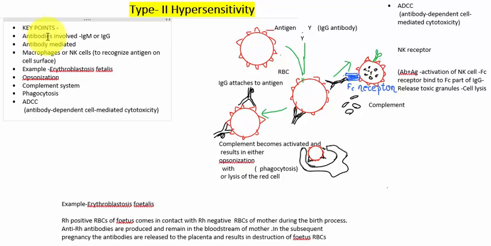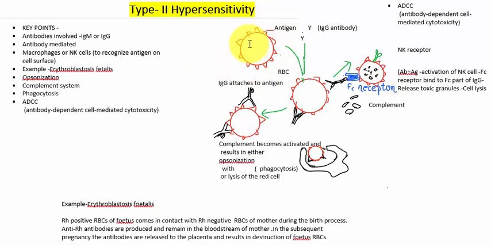The antibodies involved in type 2 hypersensitivity reactions are particularly the IgM and or the IgG type, and it is an antibody mediated reaction. As we have discussed, the IgM antibody or the IgG antibody is involved in the type 2 hypersensitivity reaction. So let's begin the mechanism.